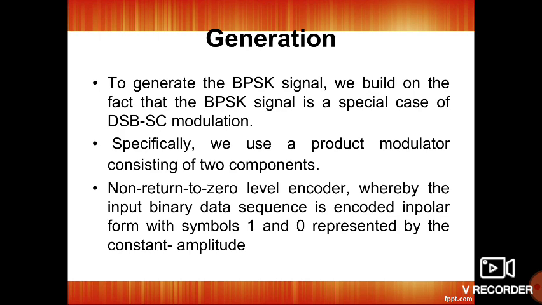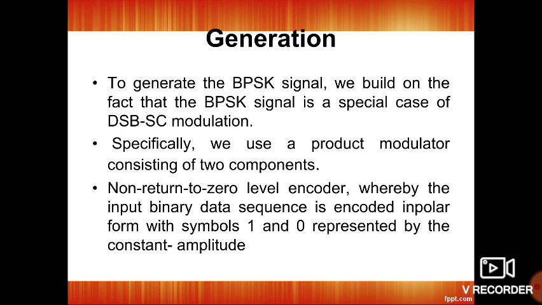The generation of BPSK signal consists of the data sequence, bipolar NRZ encoder, and balanced modulator, followed by the carrier signal, and finally the BPSK signal. To generate a BPSK signal, we build on the fact that the BPSK signal is a special case of double sideband suppressed carrier modulation. So a BPSK signal can be generated by applying the carrier signal to the balanced modulator.